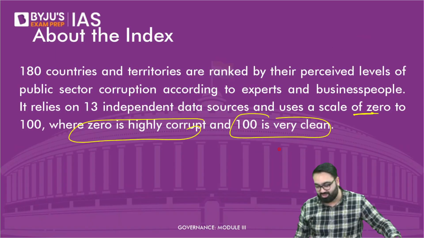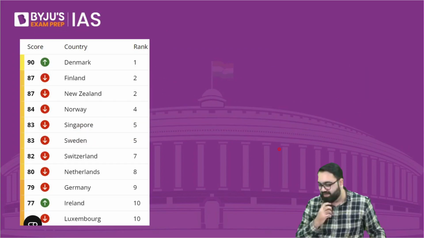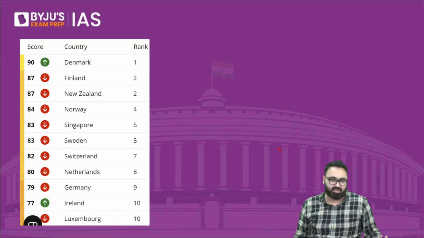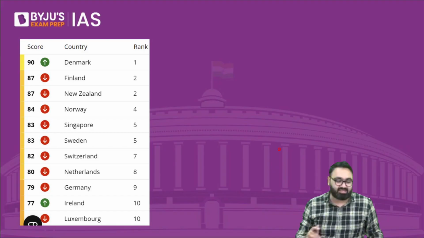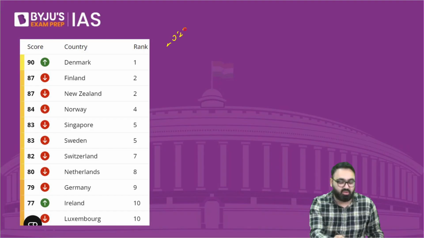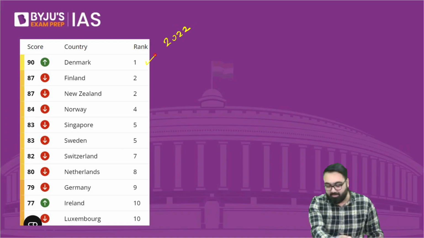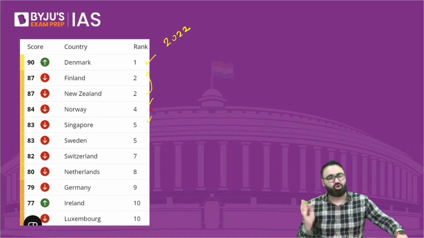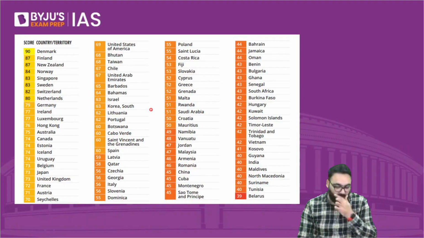So let's come to the score. India's score, you'll get to know in just a bit. Many of you are absolutely correct about this. Let me first show you the latest ranking of 2022. First place, Denmark. Then we have second place, Finland, New Zealand, Norway. Usually the countries that you expect. No surprises there.